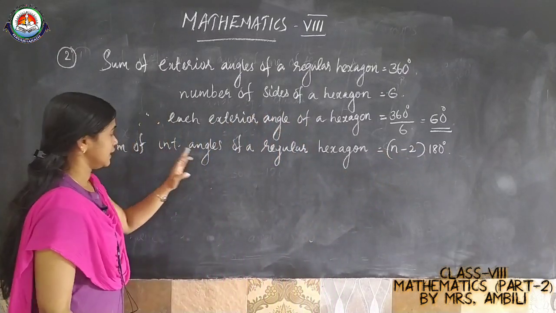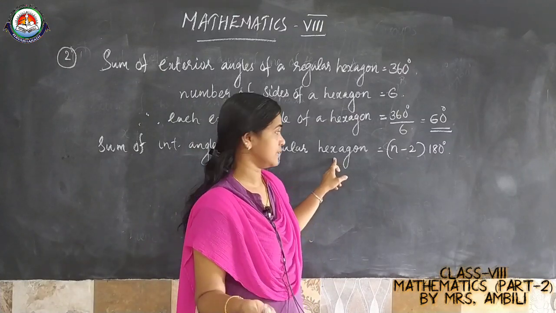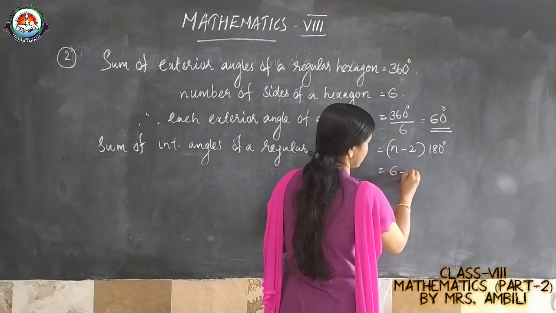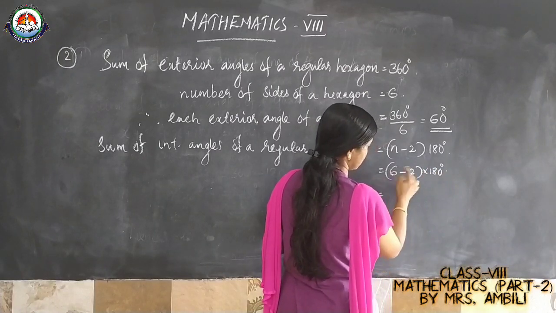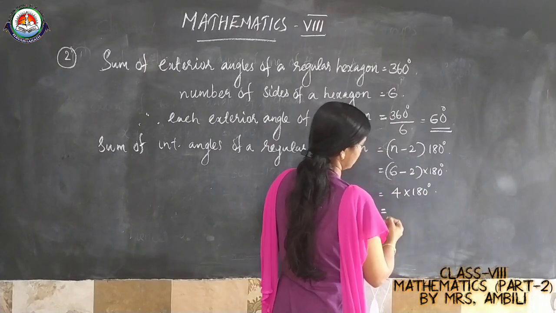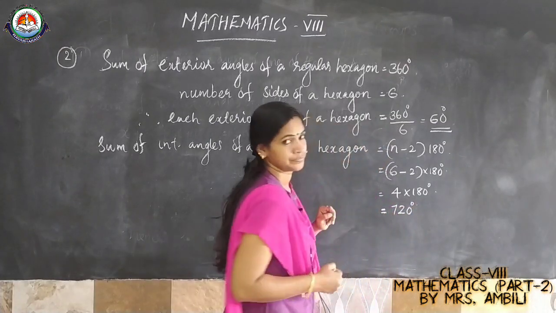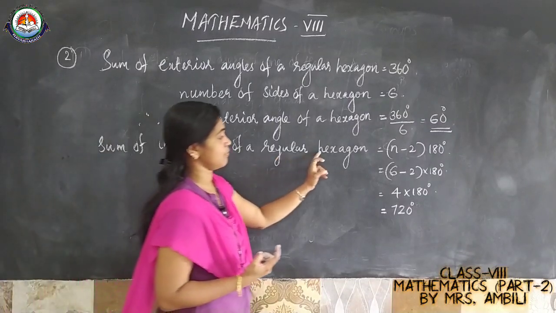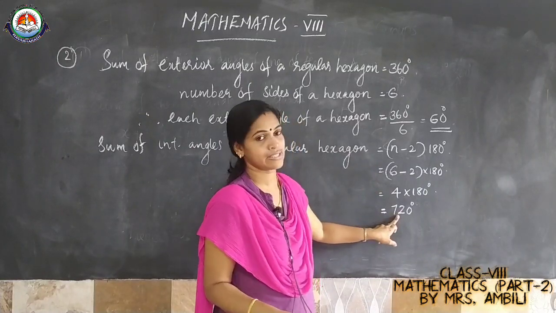Here, the sum of interior angles of a regular hexagon. Hexagon means how many sides? 6 sides are there. So what is n? n equals 6. We can apply (6 minus 2) into 180 degrees. 6 minus 2 is 4, into 180 degrees, which is equal to 720 degrees. So the sum of interior angles of a hexagon is 720 degrees.